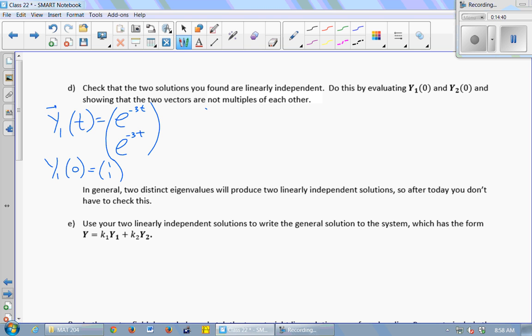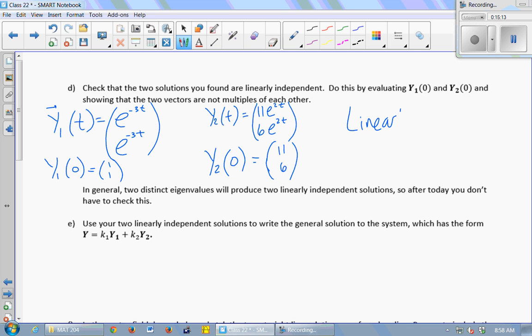Then I do the same thing for y2 of t, which was 11e^(2t), 6e^(2t). Okay. And then if I put in a 0 for t, I get 11, 6. So (1, 1) and (11, 6). Are they linearly independent vectors? Yeah, one is not a constant multiple of the other, so they are linearly independent.